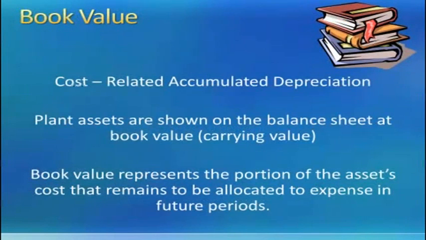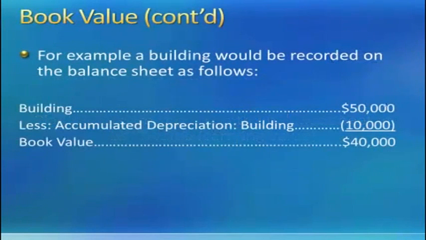The book value is cost minus the accumulated depreciation. Plant assets are shown on the balance sheet at book value or carrying value, which is cost minus accumulated depreciation. Book value represents the portion of the asset's cost that remains to be allocated to expense in future periods. An example of how the asset would be presented on the balance sheet is provided here. The building with original cost of $50,000 minus its accumulated depreciation of $10,000 gives us a book value of $40,000.